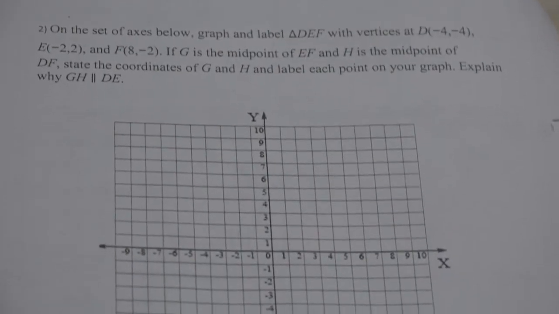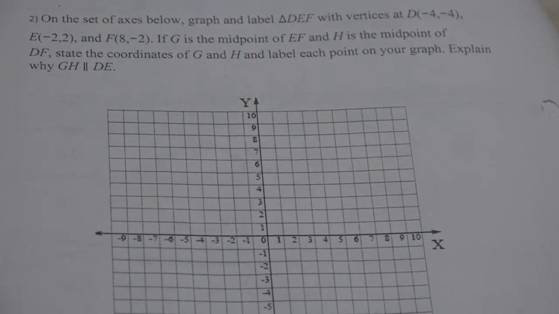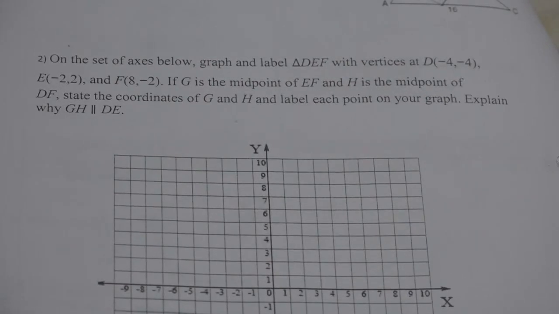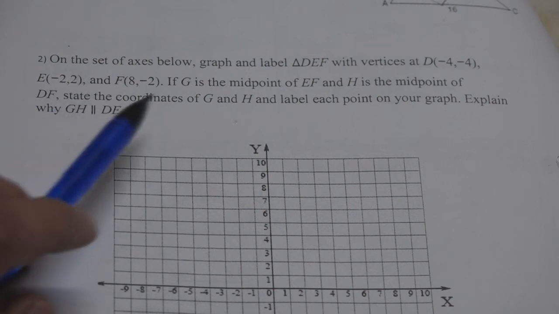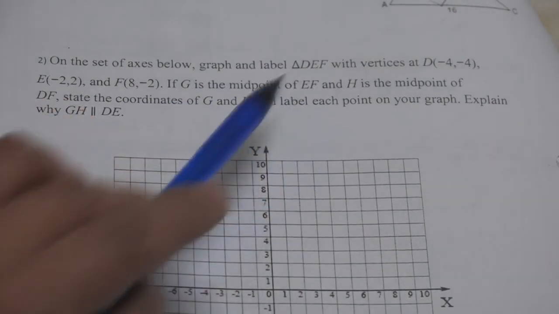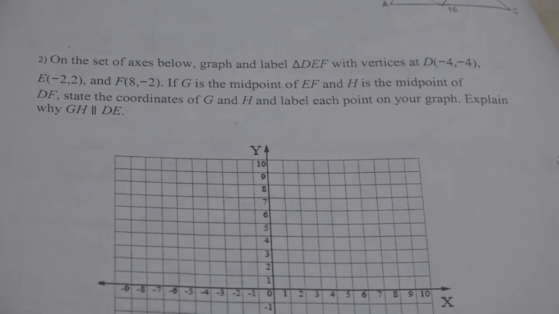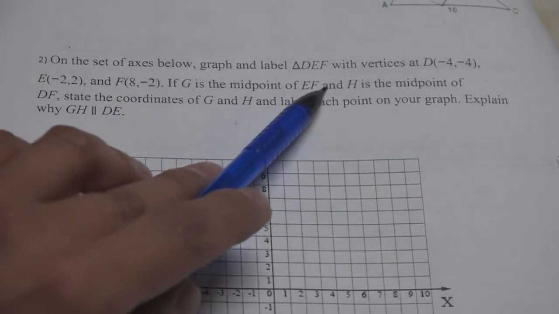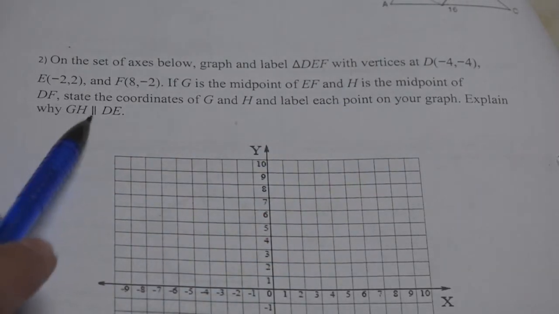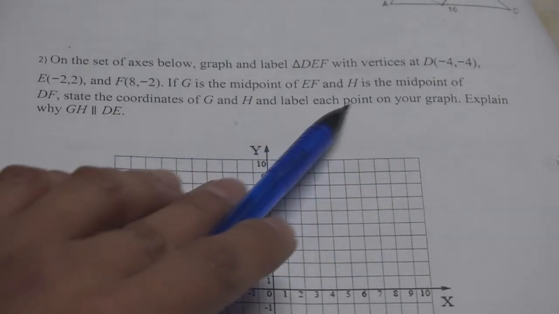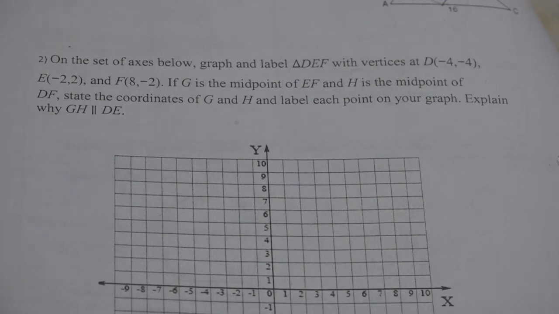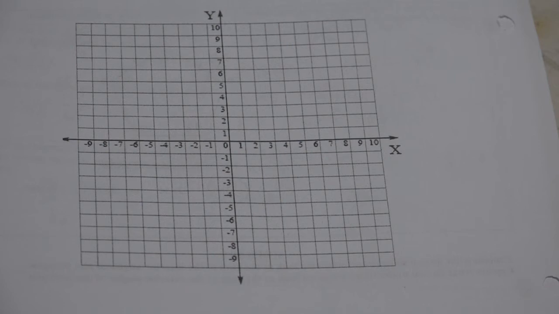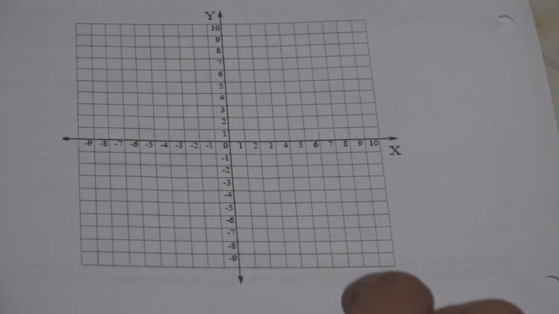Now let us go over here. Remember, when you answer, you say the perimeter of the triangle formed is such and such. All right, then. So let's see what's up here. On the set of axes below, graph triangle DEF with these vertices right here, okay? If G is the midpoint of EF and H is the midpoint of DF, state the coordinates of G and H and label each point on your graph. Explain why GH is parallel to DE. We did this before. I'm just going to do a quick version of the problem.